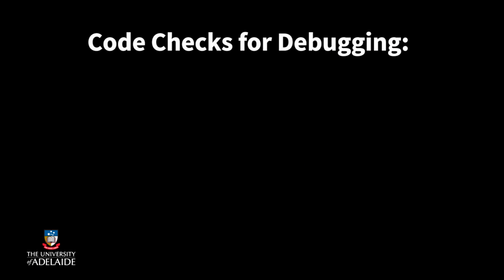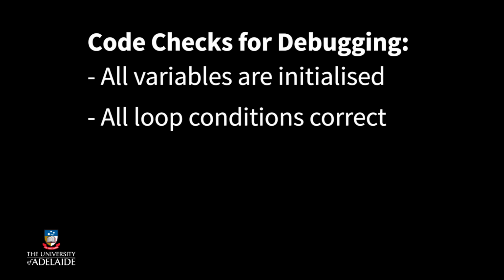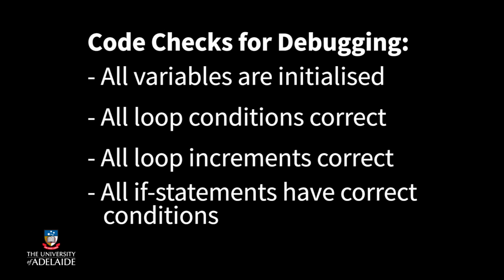A good place to start is to ensure that all your variables are initialized and that all the conditions and increments for for loops are correct, and that any if statements have the correct conditions, because this is where a lot of errors occur. But remember, if you are stuck and cannot find the bug from inspection of your code, the most effective technique is hand tracing the variable values.